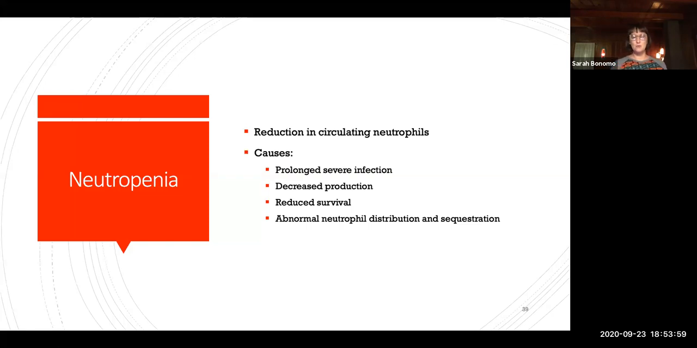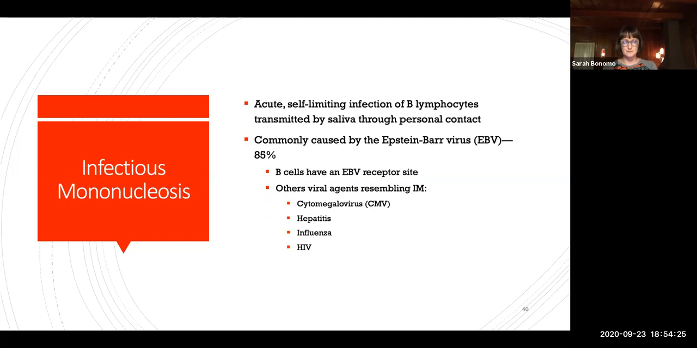And then we can see it when we have either abnormal distribution or sequestration. So if all of the cells for some reason are getting caught up in the spleen and destroyed, then we would see neutropenia. So again, aplastic anemia, leukemia, lymphomas, myelodysplastic syndrome, all those would present themselves as potential causes for a patient with a low circulating number of neutrophils.